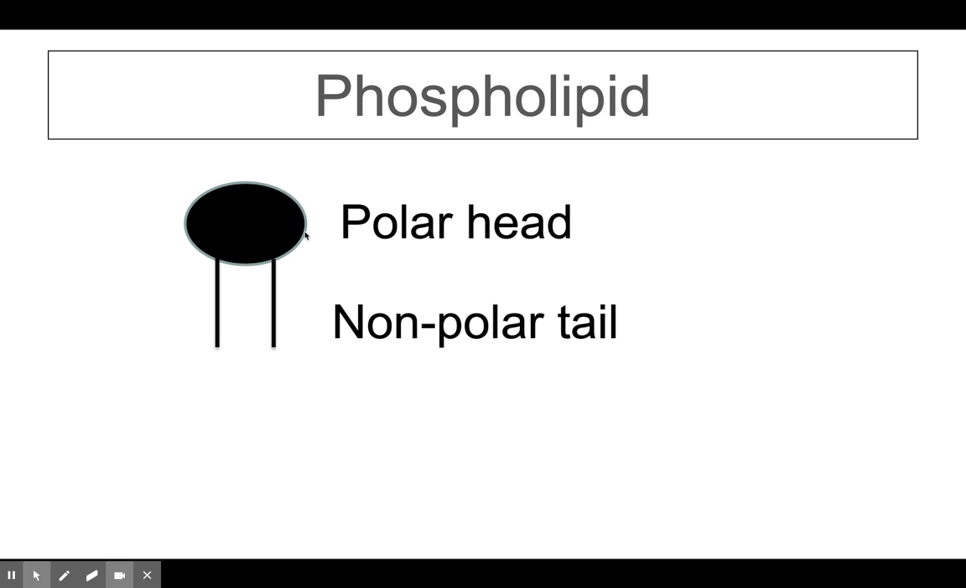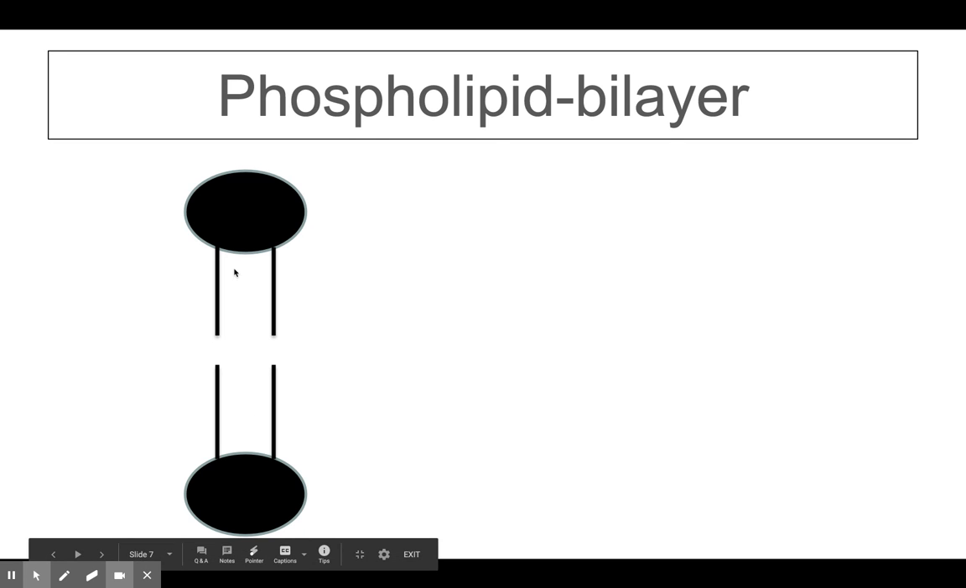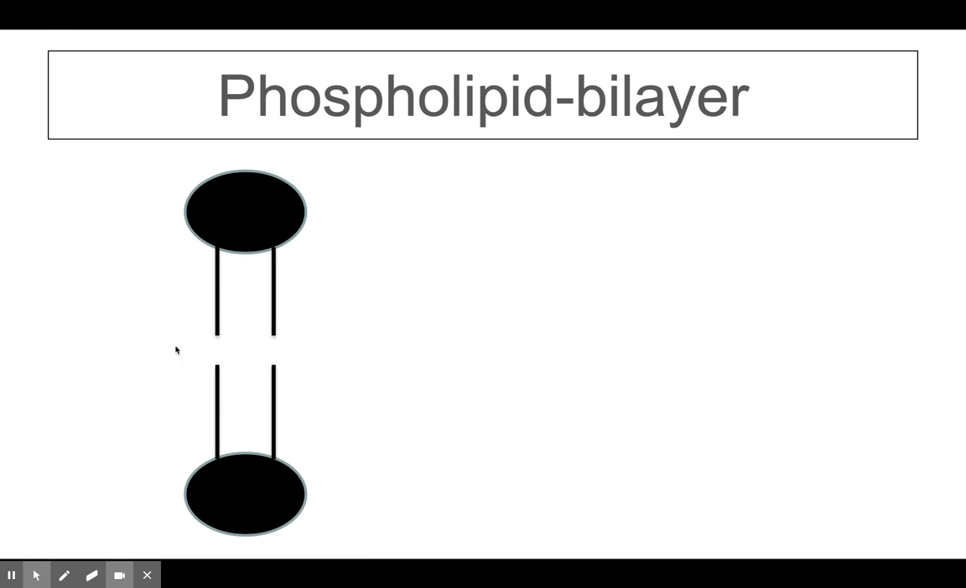So phospholipid, we have the polar head, the nonpolar tail. The phospholipid bilayer is made up of two phospholipids. So we have the polar heads and the nonpolar tails here. The nonpolar tails are what line up together.